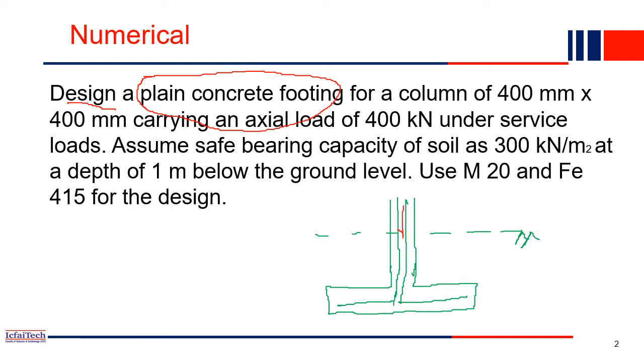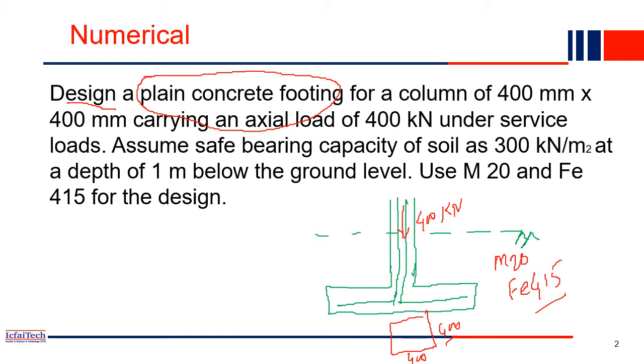How much total load is coming, that is given to us: 400 kilonewton axial load is coming. And the cross section of the column which is given to us is 400 by 400. So this is given to us, and we have to use M20 grade of concrete and Fe415 grade of steel.